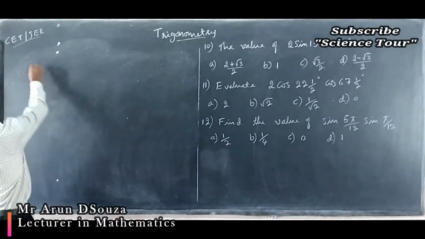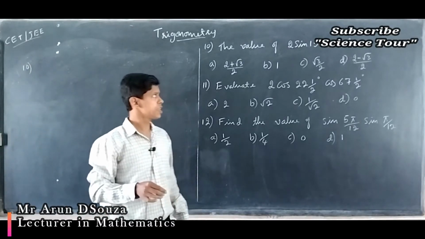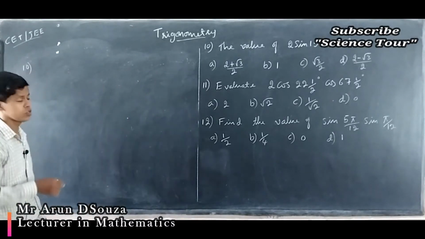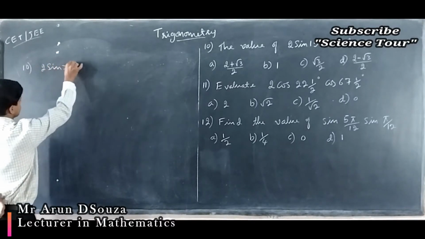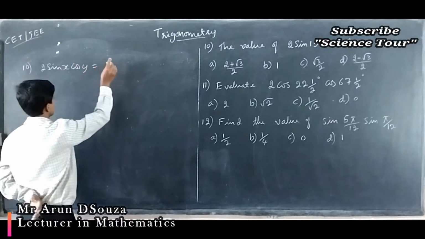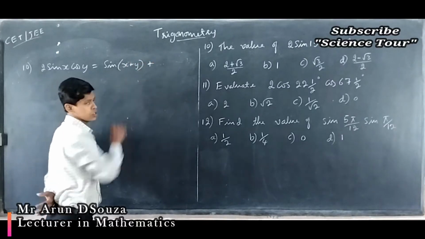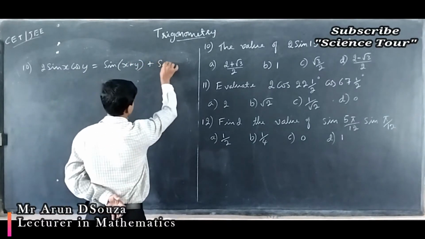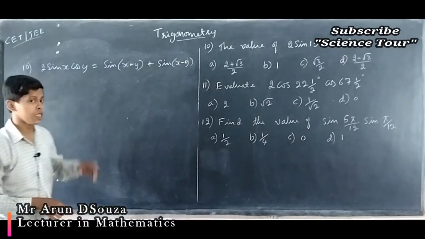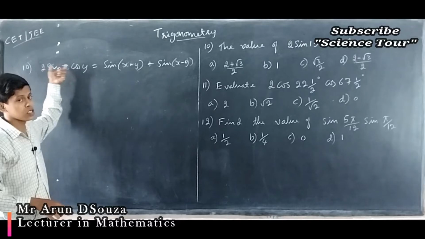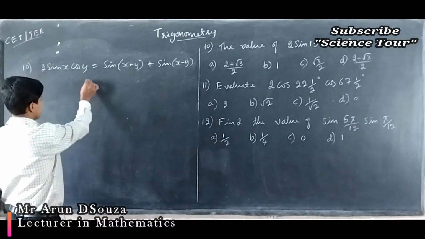Okay, so question number 10. The value of 2 sin 15 degree cos 75 degree. Now you see, you have 2 sin cos. So what is 2 sin x cos y? It is sin(x plus y), and here you have plus sin(x minus y). The previous one was minus, there you had cos sin. Now if you get sin x cos y, then that's the formula. You have plus sin in between them.